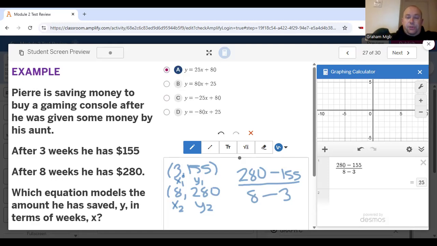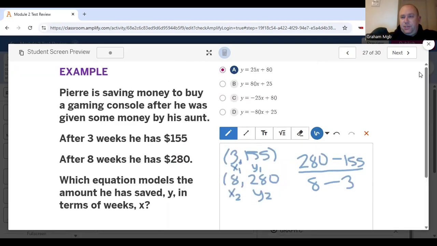If this was not multiple choice, then what I could do is use the slope of 25 with one of these points and then do the point slope formula like I did on the previous question. Normally, as there's so many steps on questions like this, they tend to cut the questions a little shorter, actually.